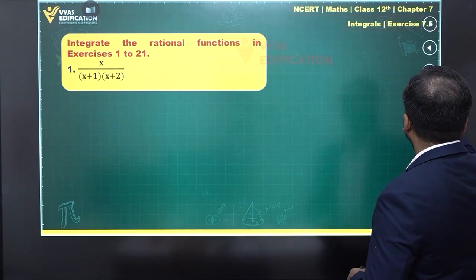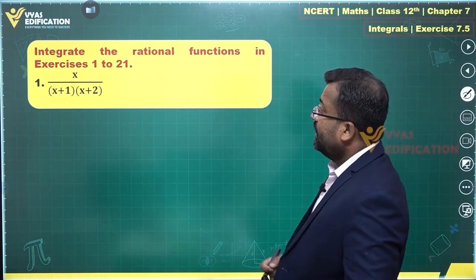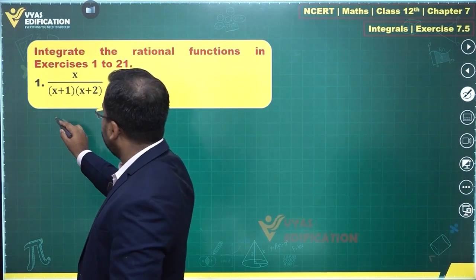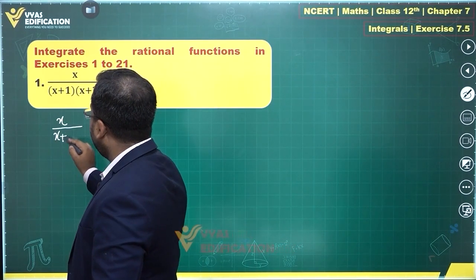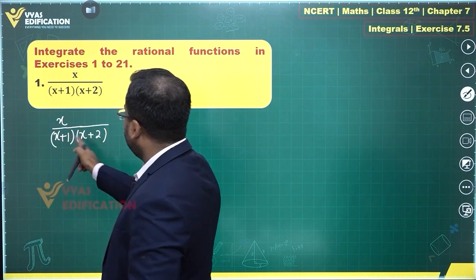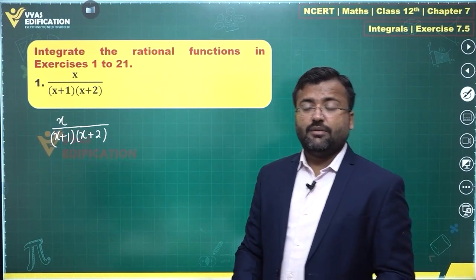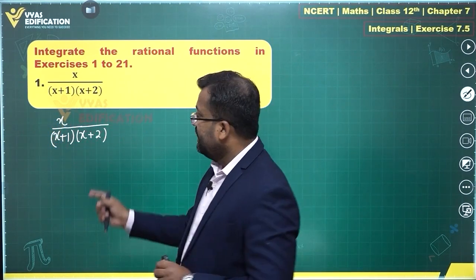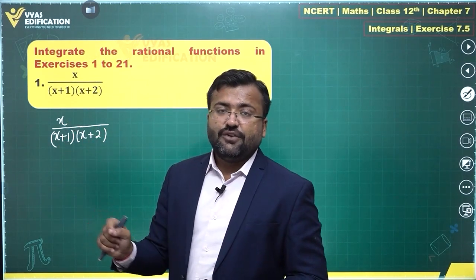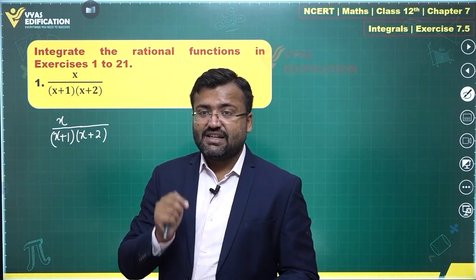So the first thing that we are supposed to do is, okay, we have x upon (x plus 1)(x plus 2). This has two linear factors in the denominator, right? And the degree of numerator is less than the degree of denominator. Those two things have been checked. The denominator is factorized and the degree of numerator is less than the degree of denominator. If these two things are there, then we can move to the next step.